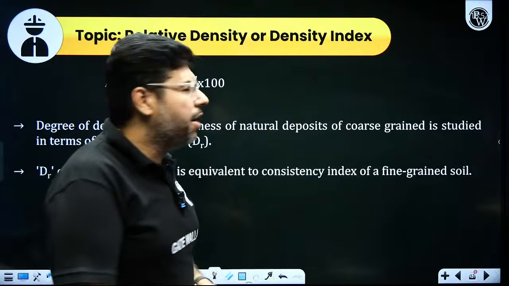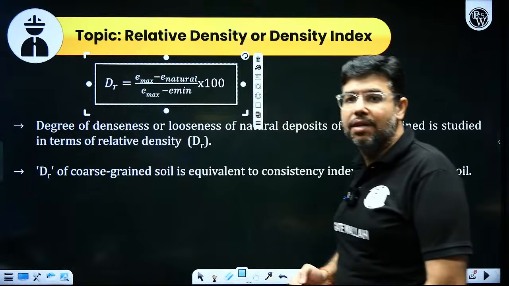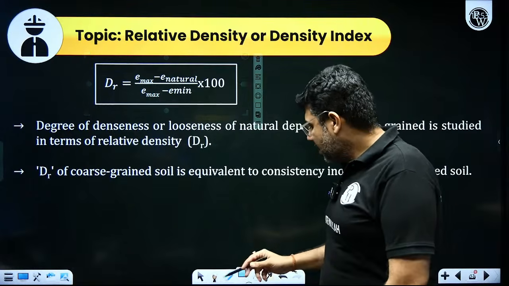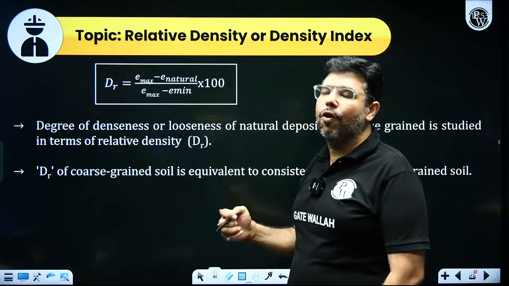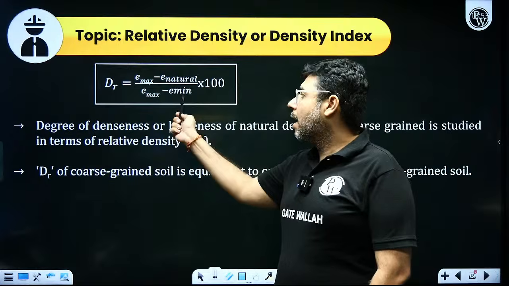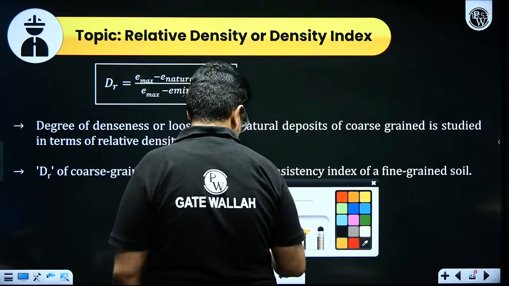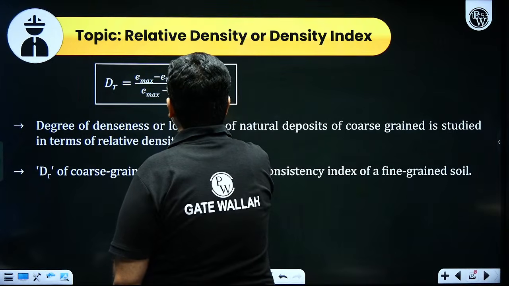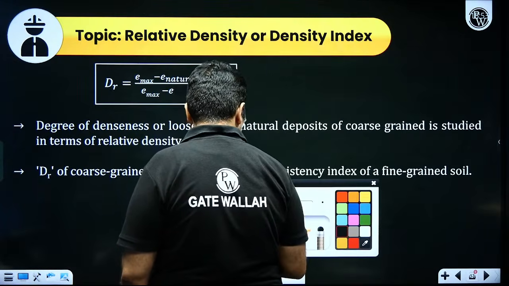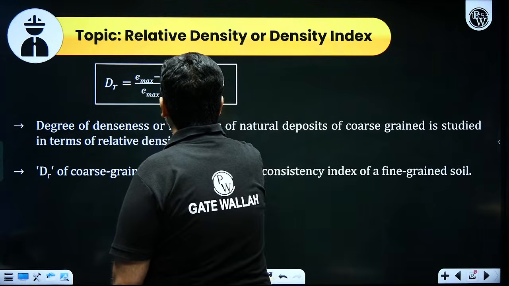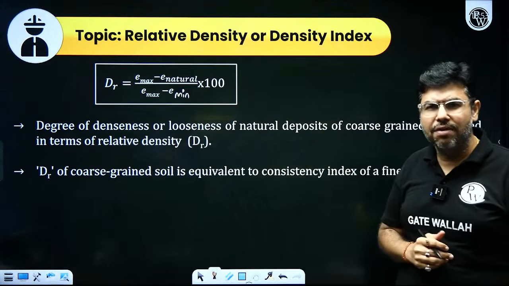How is it defined? Relative density is E max minus E natural upon E max minus E minimum. E max is the maximum void ratio in the loosest condition. E natural is the void ratio in the natural condition, and E minimum is the void ratio in the densest state for the soil. So, this relative density is for coarse grained soil. This index is defined for a coarse grained soil like sands and gravels, not for a fine grained soil.